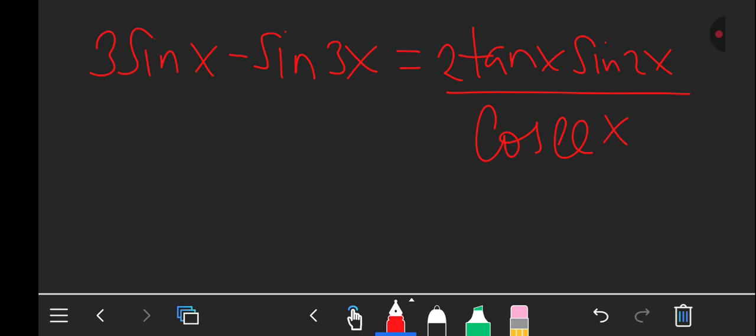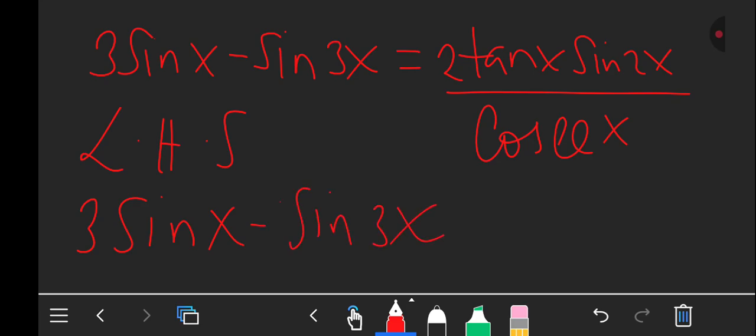after you prove it, it should give you the result of the other side, and usually we take the complicated side. But for this instance, it is very difficult for you to get this value and get back to this. It will be a struggle. So what do you need to do? You need to prove on both sides. So you need to say left hand side. Left hand side is simply 3 sin x minus sin 3x.